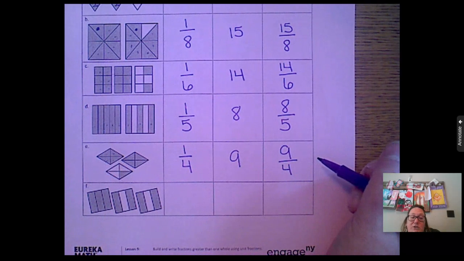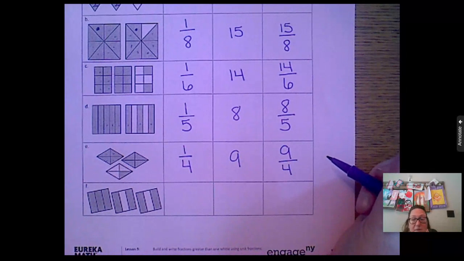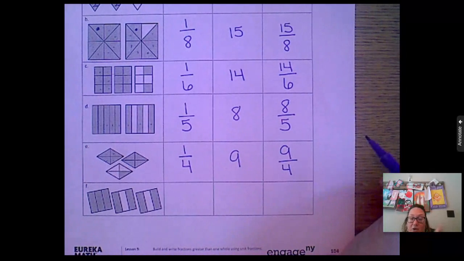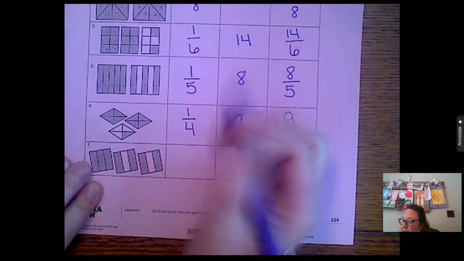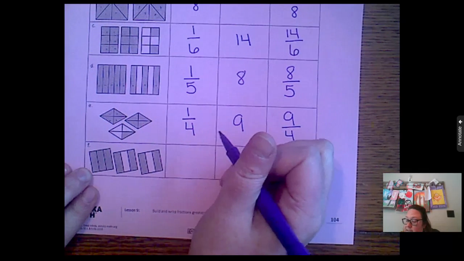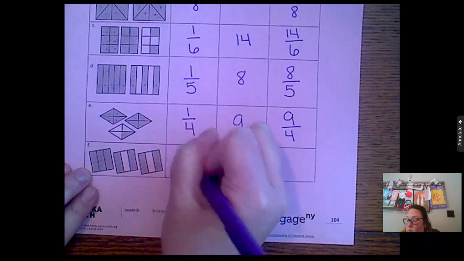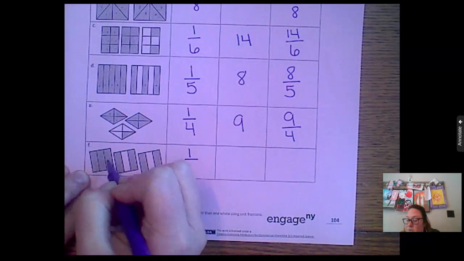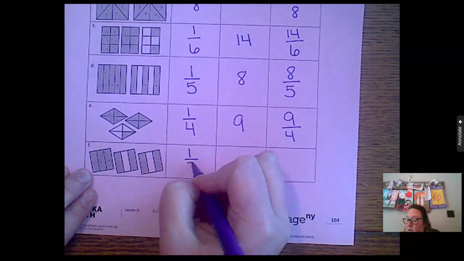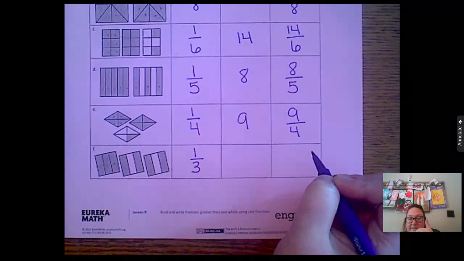All right, so if you didn't do F yet, I want you to pause and try that one on your own. And then if you're all set, let's check it now, okay? All right, so for F, my unit fraction is, again, unit. I have one piece out of the total. So I'm just looking at one whole, and there's 1, 2, 3 pieces in the whole, so 1/3. Did you put 1/3 there?